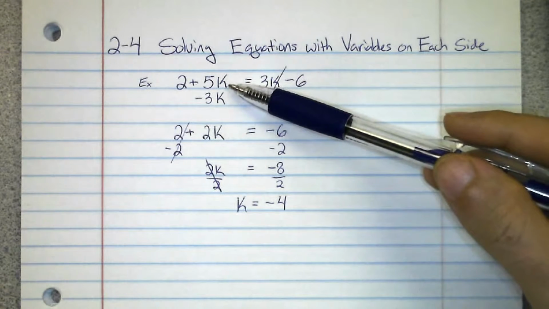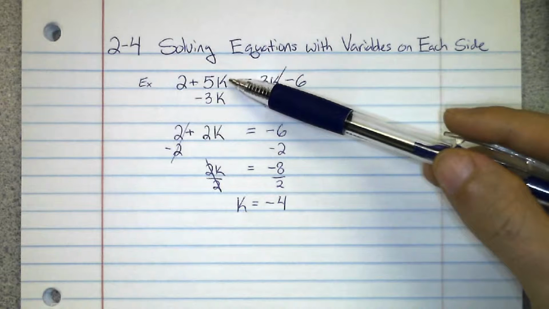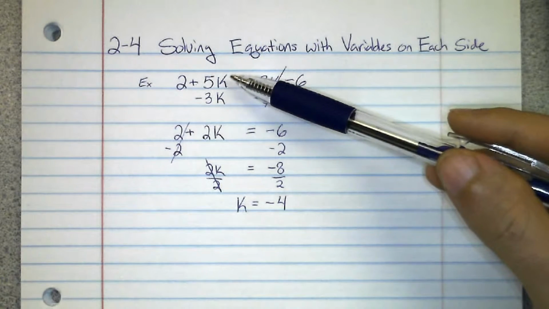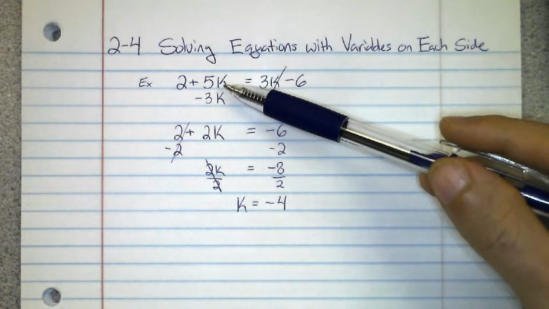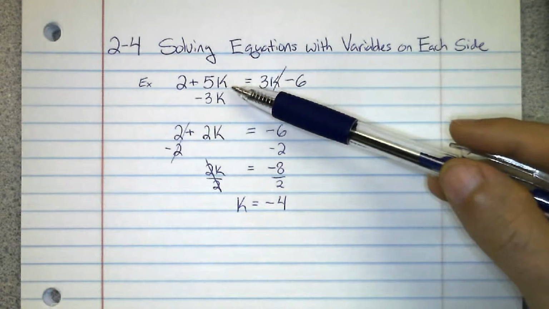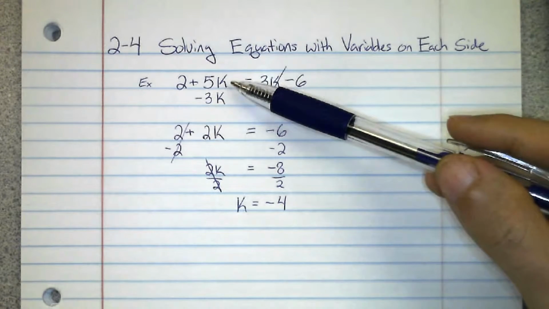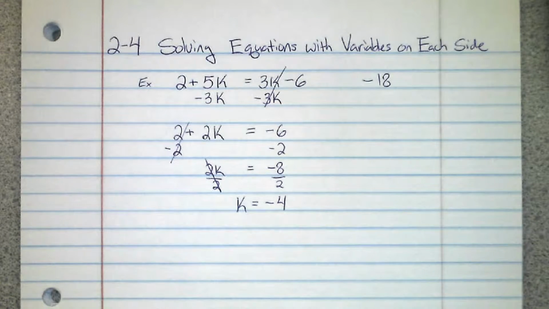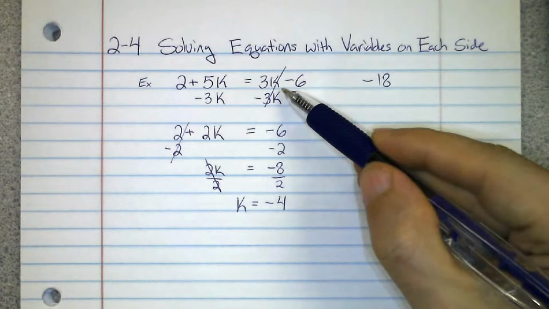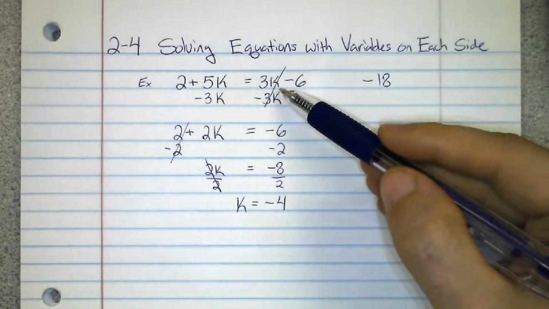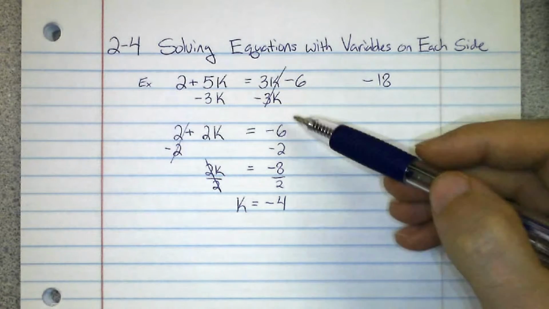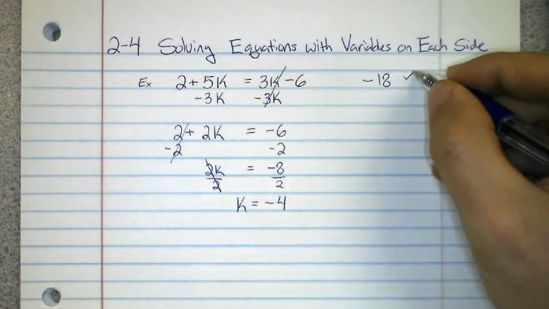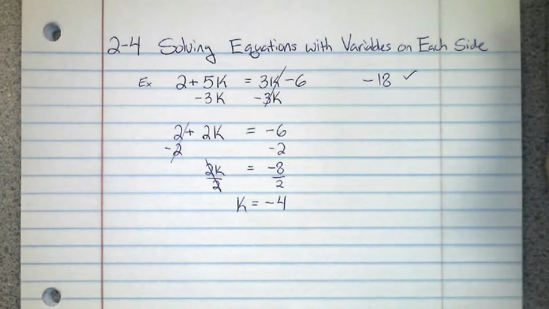Now, if you wanted to check your solution, you could take this negative 4 and replace the variable k with it. By doing so, on the left-hand side, you would have 2 plus 5 times negative 4. That would end up being 2 minus 20, and 2 minus 20 would be negative 18. On the right-hand side, you would have 3 times k minus 6. 3 times negative 4 would be negative 12, and negative 12 minus 6 is also negative 18. So it checks out.